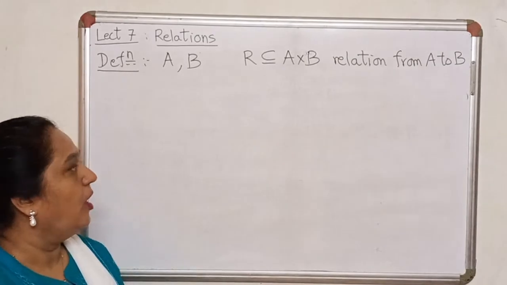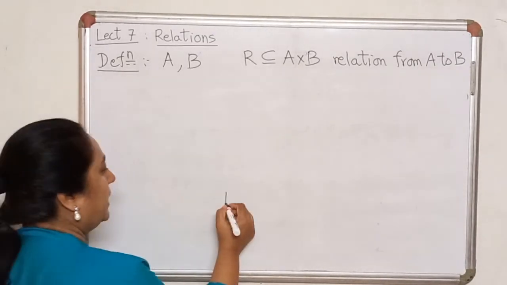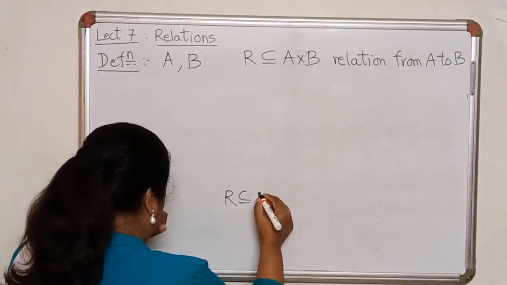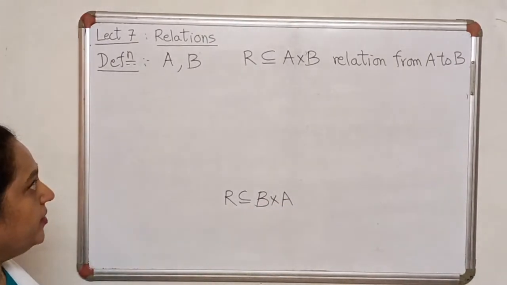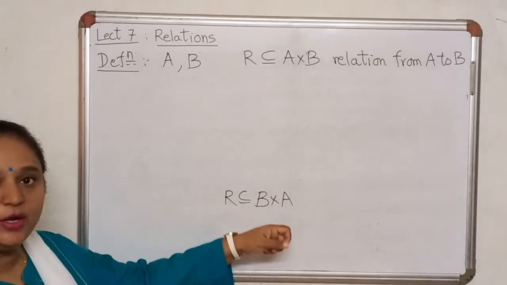So if R happens to be a subset of A cross B, it's going to be a relation from A to B. Obviously, if R is a subset of B cross A, then we will say that R is a relation from B to A.